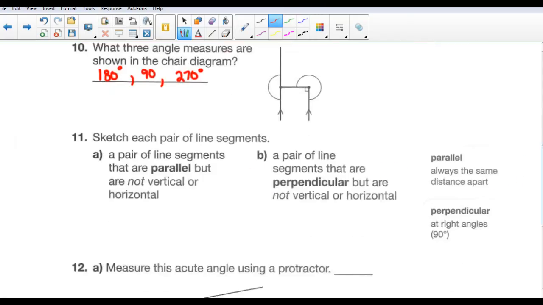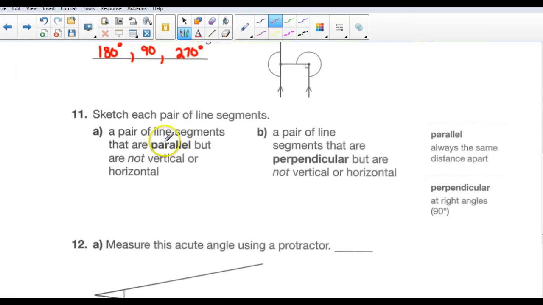Question number 11. Sketch each pair of line segments. We want a pair of line segments that are parallel but are not vertical or horizontal. And you remember what parallel is? Always the same distance apart, like train tracks, never crossing, never intersecting. But it says not vertical or horizontal. Vertical means straight up and down. Horizontal means level with the ground. So we're going to draw 2 parallel lines that are not vertical or horizontal. Well, we'll just put them at an angle. There we go. Any angle you want, just as long as they're not straight up and down or straight horizontal.